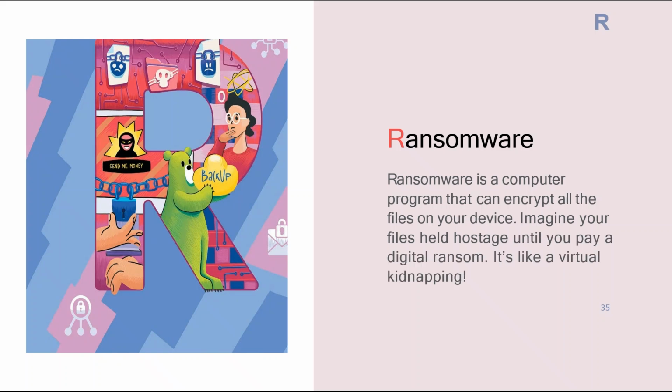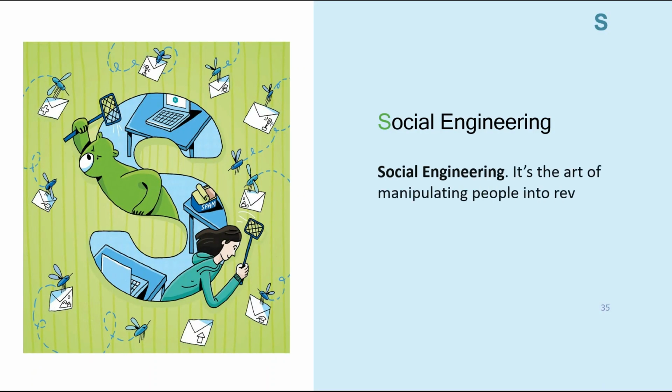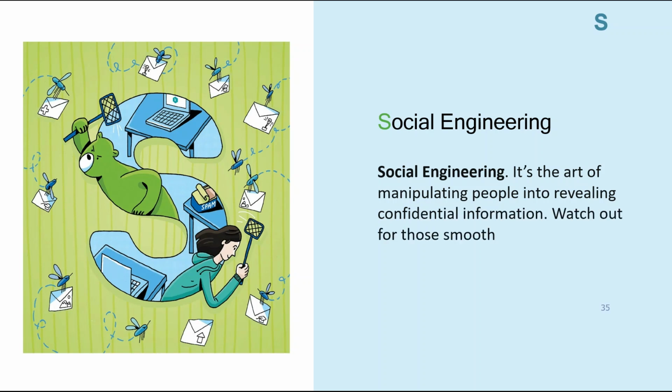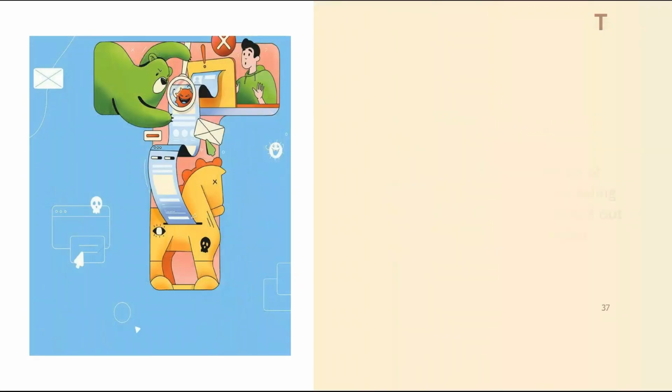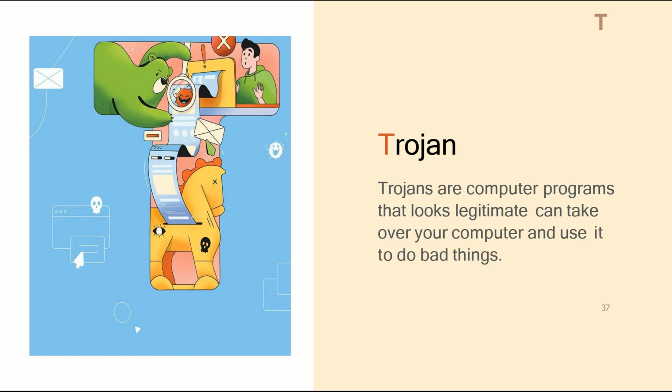What is next? Next is social engineering. Social engineering is a kind of phishing. It's the art of manipulating people into revealing confidential information. Watch out for the smooth-talking cyber trick. Next is Trojan. What is a Trojan? A Trojan is a computer program that looks legitimate and can take over your computer's control to do bad things. It's another kind of malware.